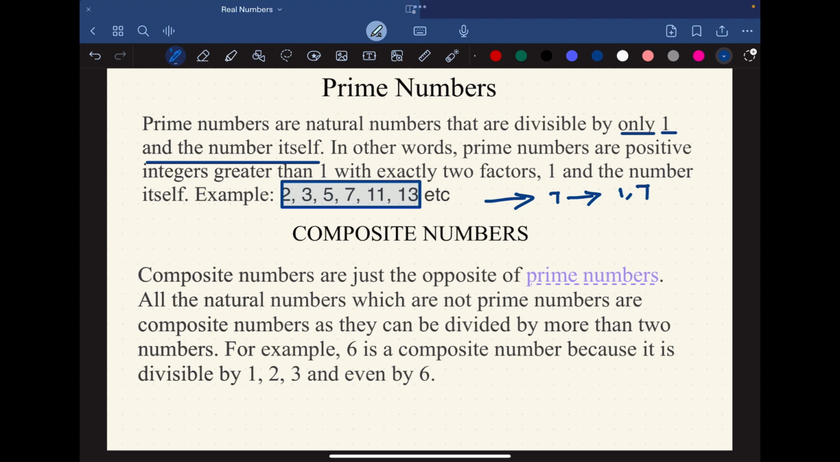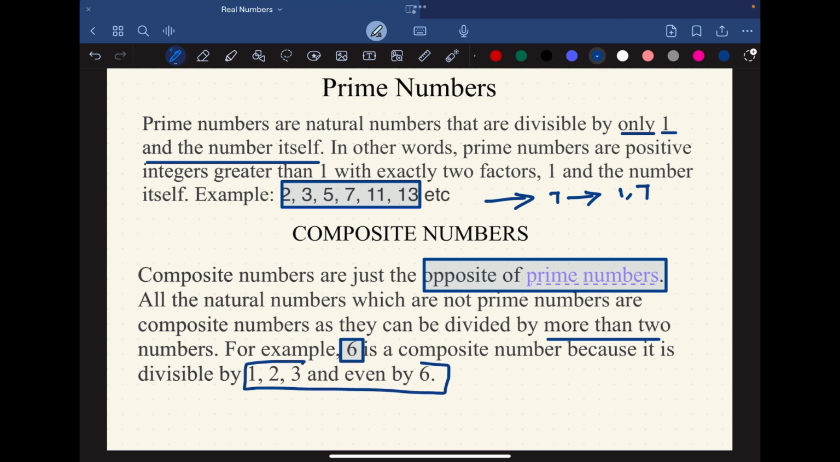When we move on to composite numbers, it is just the opposite of prime numbers. What does it mean? It can have more than two numbers as factors, right? More than two numbers. You can see here example 6 is given. For the number 6 there are more factors: it is divisible by 1, 2, 3, and even by 6. Clear? So this is the difference between prime numbers and composite numbers.